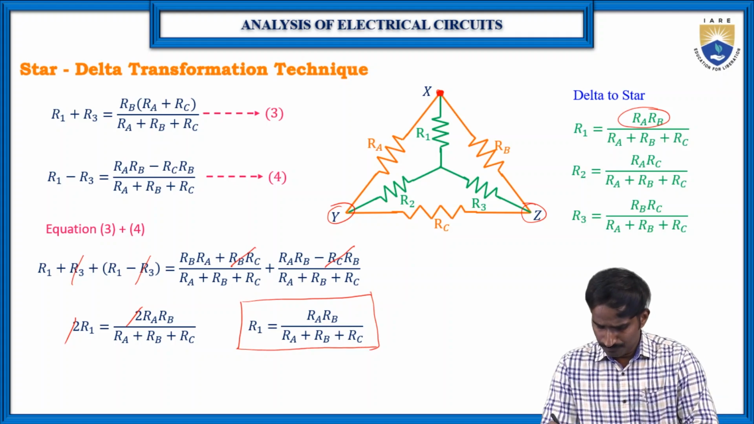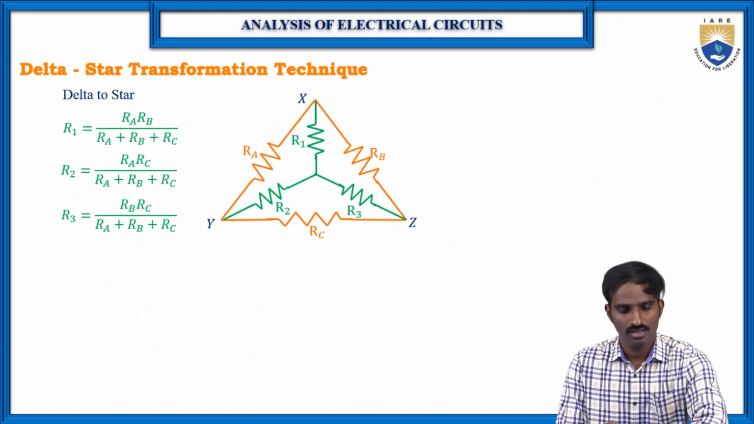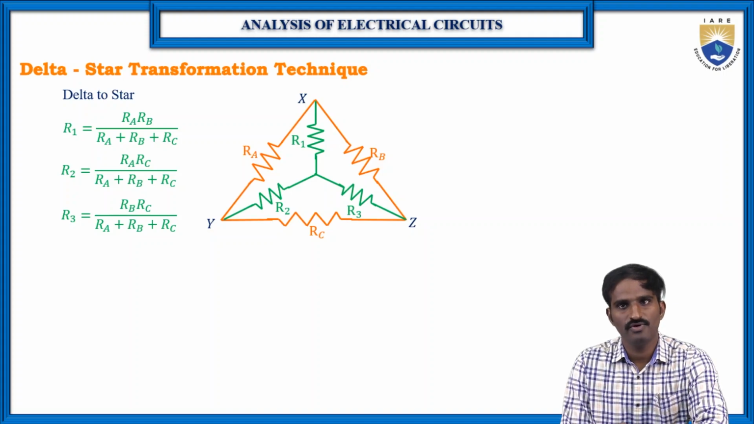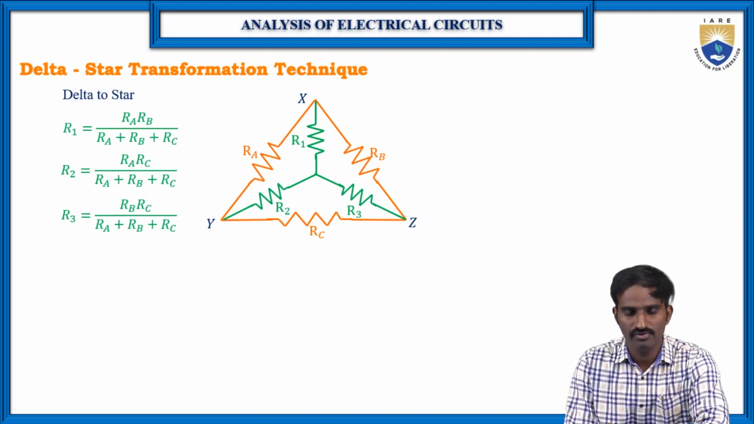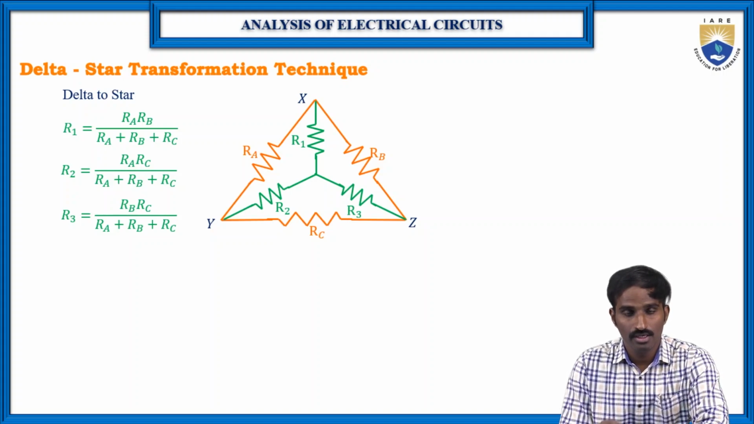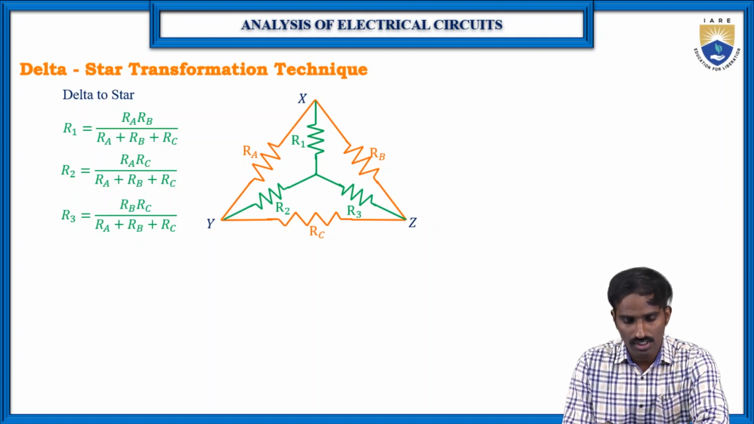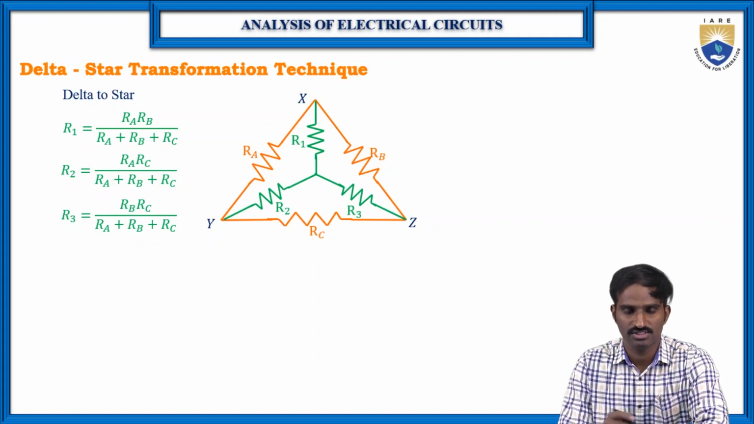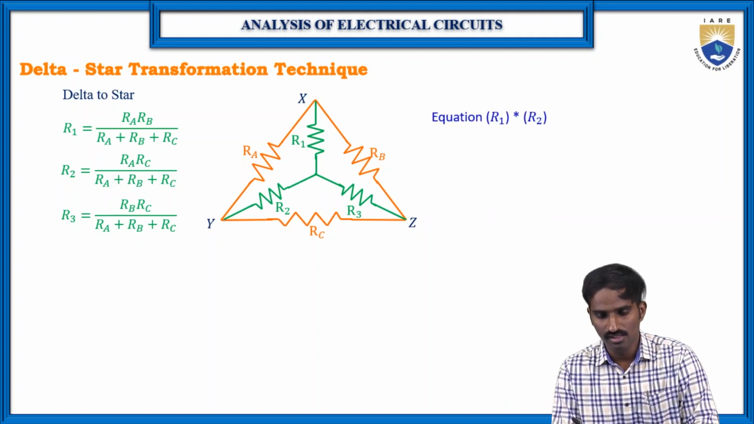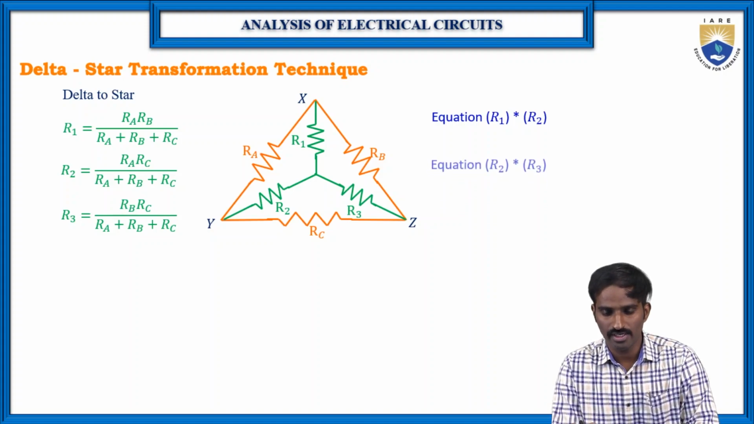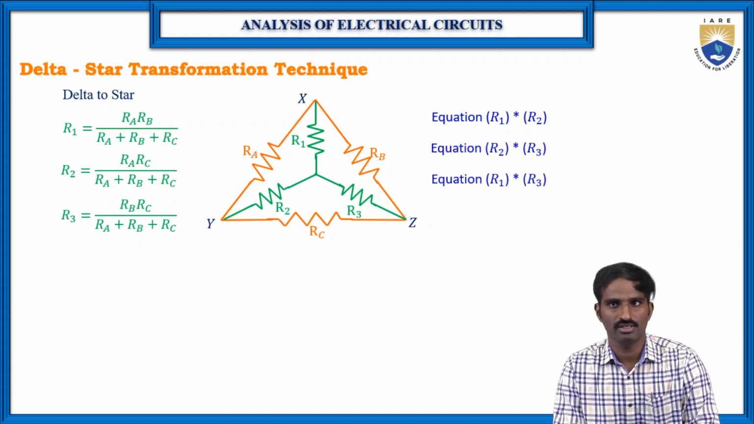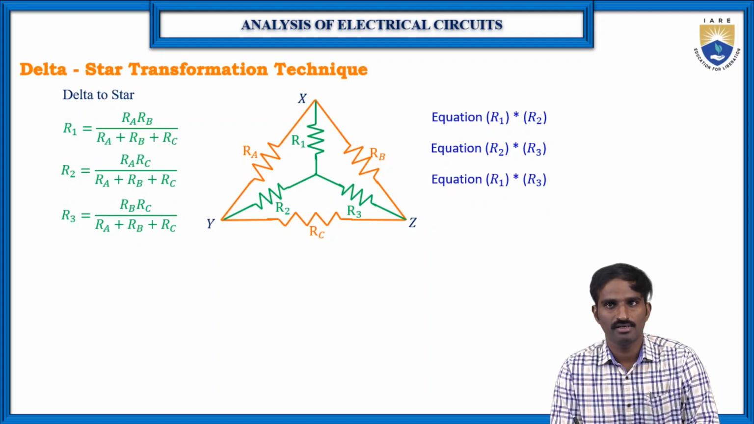So now let us find star to delta, because now the values of R1, R2, R3 we have calculated in terms of RA, RB and RC. Now we are going to discuss the RA, RB, RC values in terms of R1, R2, R3, because it works vice versa, star to delta and delta to star. Then further, let us take the products R1 into R2, R2 into R3 and R1 into R3. So let us perform these actions.